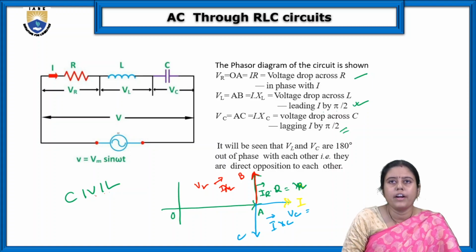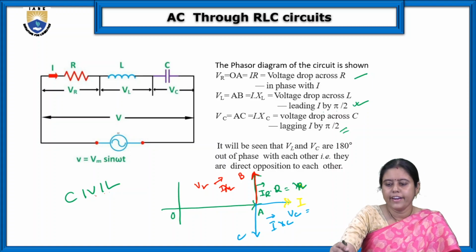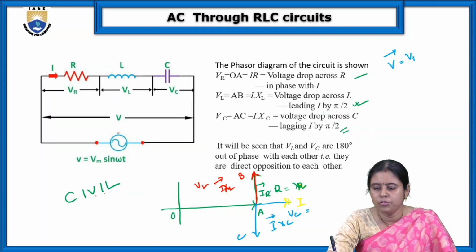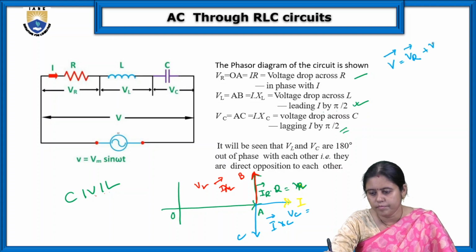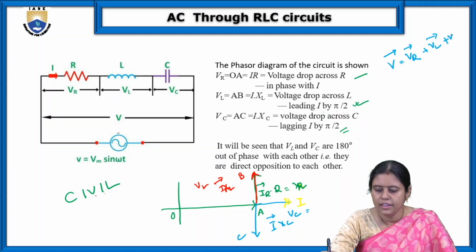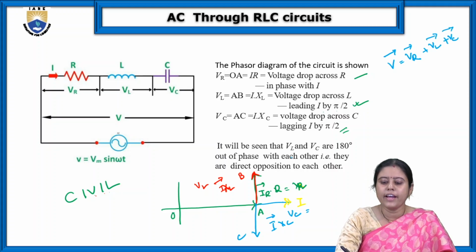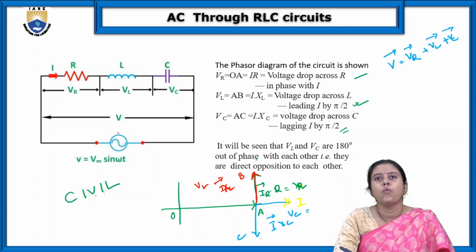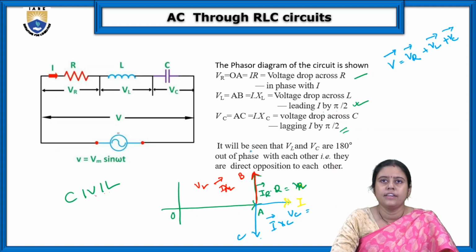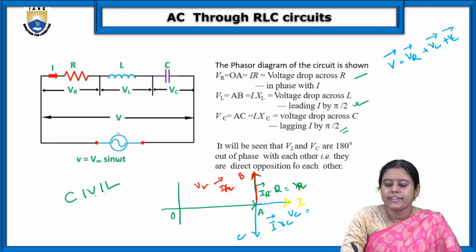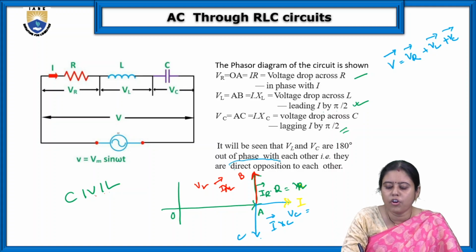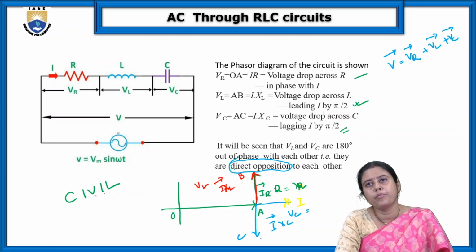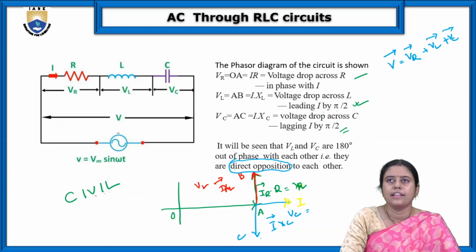So if I want to write the KVL equation, V is equal to VR plus VL plus VC, and you can see VL and VC are exactly 180 degrees apart. So they are in direct opposition to each other.